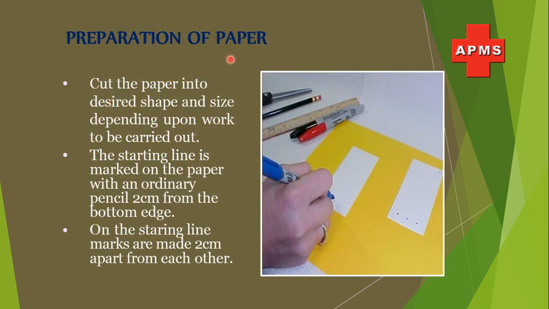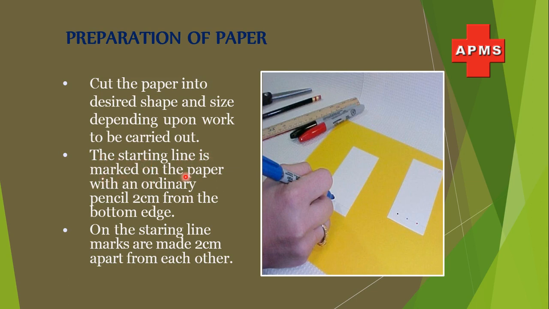Now, preparation of paper. How do we use these filter papers? First, we cut the paper which is required into the desired shape. Generally, a rectangular shape is perfect, and size depending upon work to be carried out. Which size we require, that depends upon our work. If we want to separate only one sample, or we want to make only one spot on filter paper, then a small size paper is sufficient.